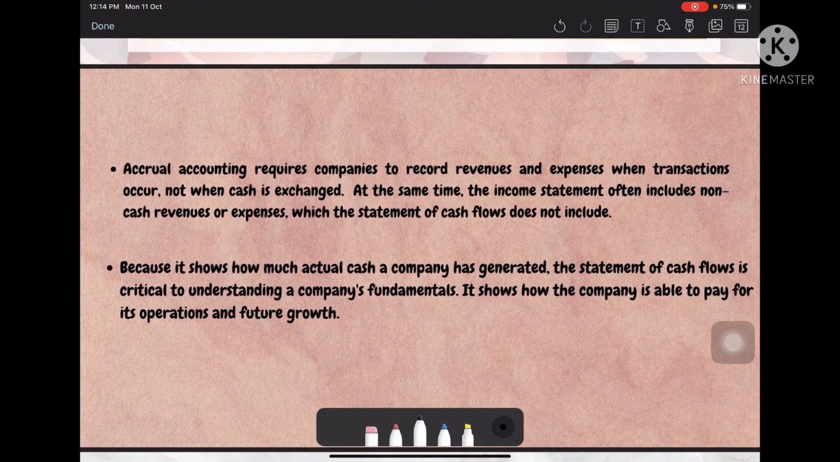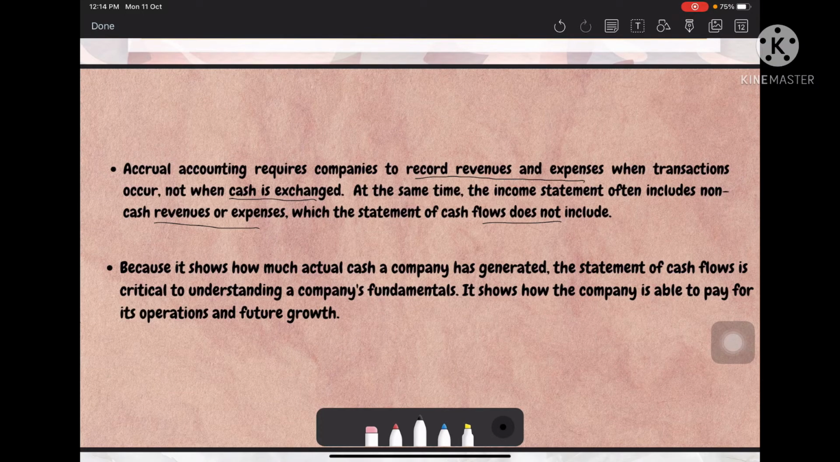Alright, next, accrual accounting. This is the concept we want to talk about. Accrual accounting requires a company to record revenues and expenses when transactions occur, not when the cash is exchanged. At the same time, the income statement often includes non-cash revenue or expenses, which the statement of cash flow does not include. So there are items in the financial position, for example accrued revenue and prepaid expenses, which are in the balance sheet but not in the cash flow.